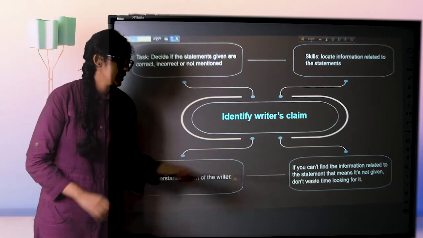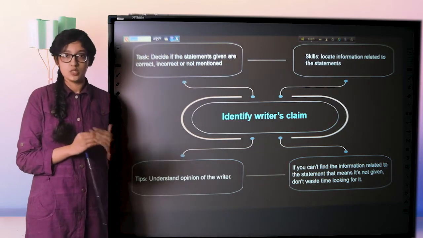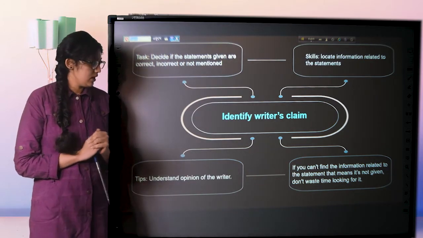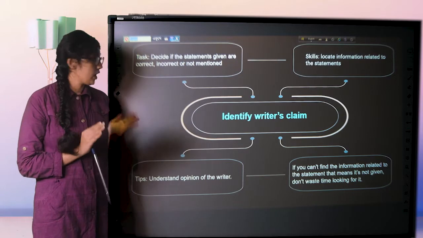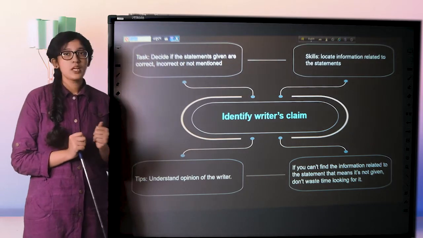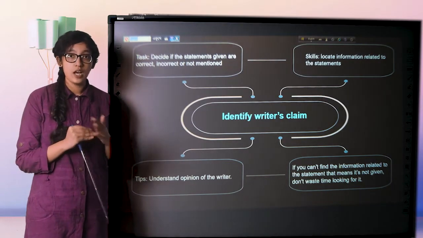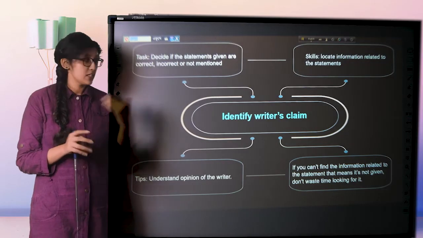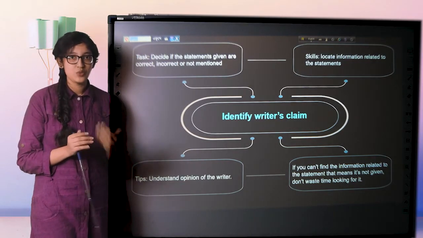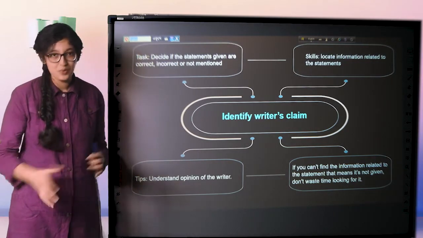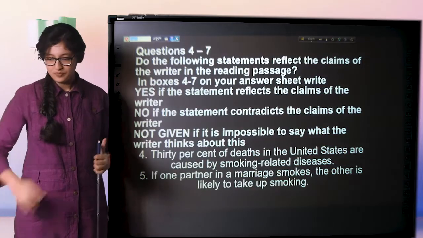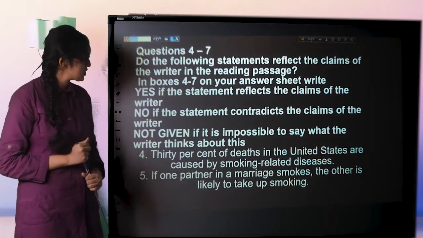If you can't find the information related to the statements, then just choose not mentioned or not given, because you won't have the time to read it over and over again. If it's not mentioned in the passage, you won't be able to find it even if you read it more than once, right? So this is a sample question.